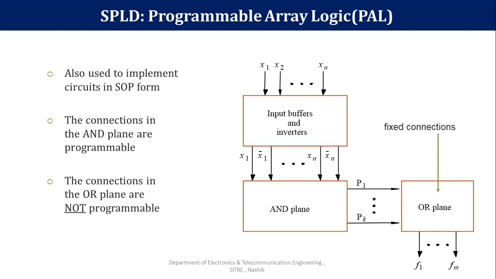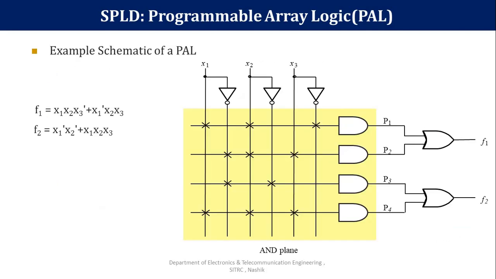But here the difference is that connections in the AND plane are programmable, but connections in the OR plane are fixed. Means connections in the OR plane are not programmable. Means the OR plane generates a fixed number of terms. Means we can generate a fixed number of functions, and product terms are also limited here. And these are the equations.